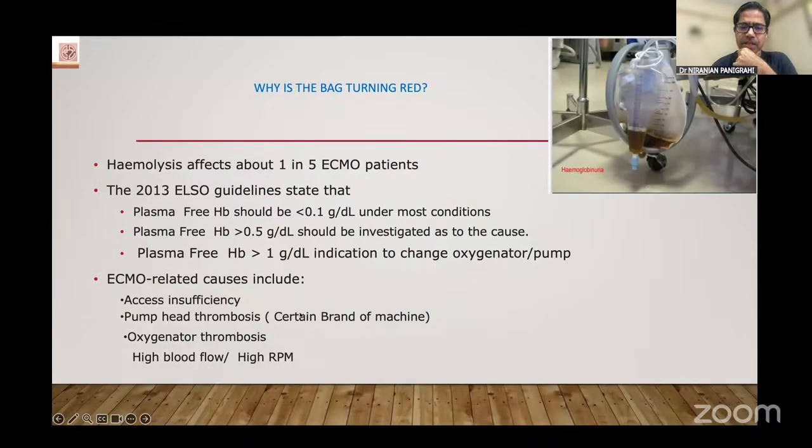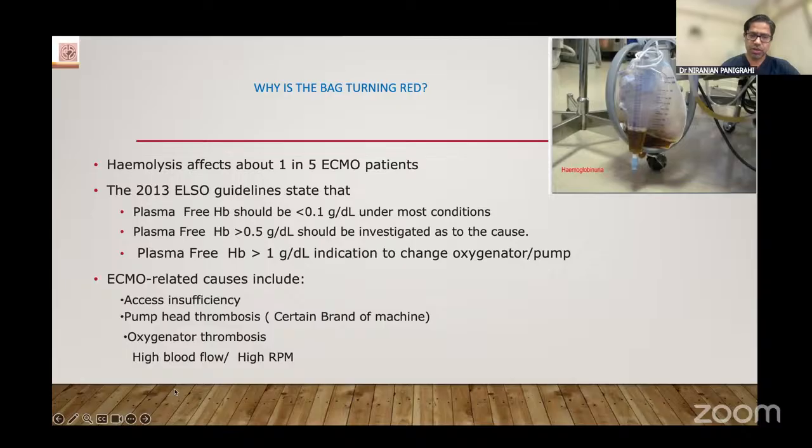Now, coming to other problems, not so common, but many times we encounter them. What happens if there is hemolysis or the urine color changes? Most commonly this happens if you run ECMO for a longer time, more than 2 to 3 weeks, or if you run a very high flow ECMO, like 4, 5 liters or more than 5 liters. Definitely that is going to cause hemolysis. We need to be cautious here.